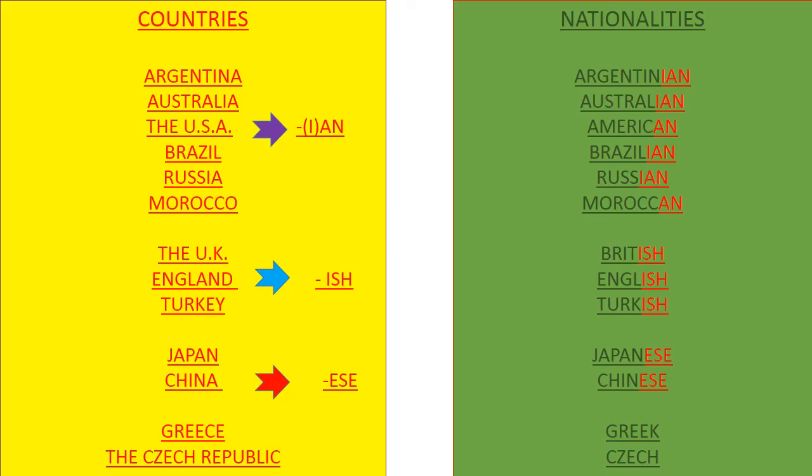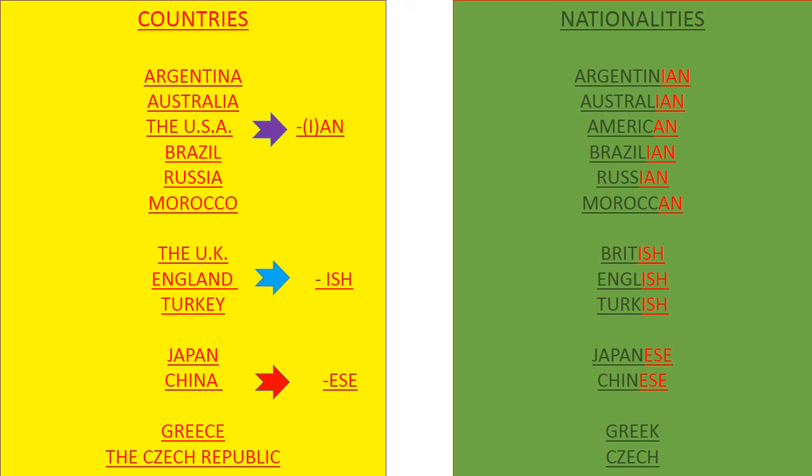Now let's have a look at a bit of vocabulary: countries and nationalities. This is very simple. You have on the left the list of countries, on the right the list of nationalities. They are sorted into those nationalities that you form by adding IAN or AN. For example, we have the countries Argentina, Australia, the USA, Brazil, Russia, Morocco. To form their nationality, they add AN or IAN: Argentinian, Australian, American, Brazilian, Russian, Moroccan.